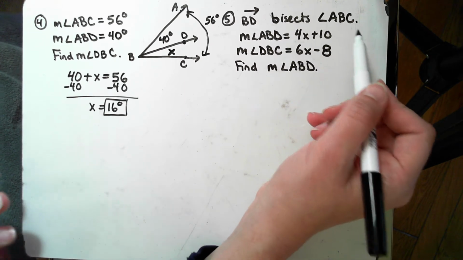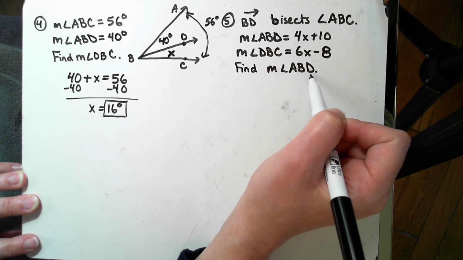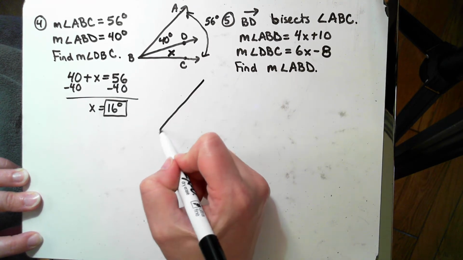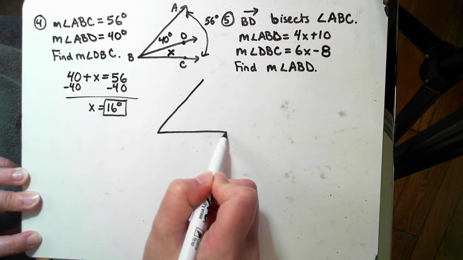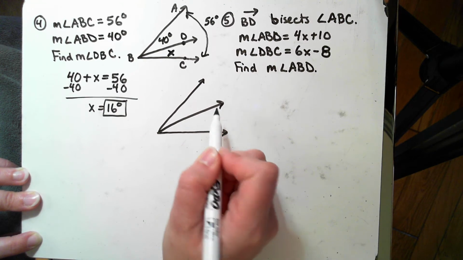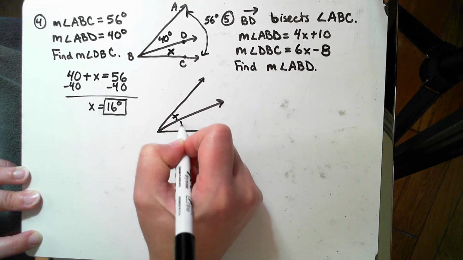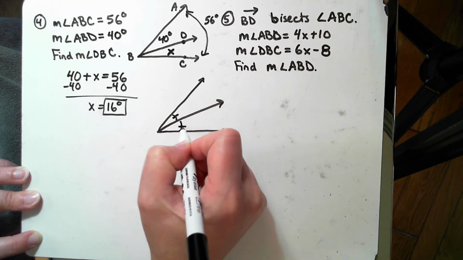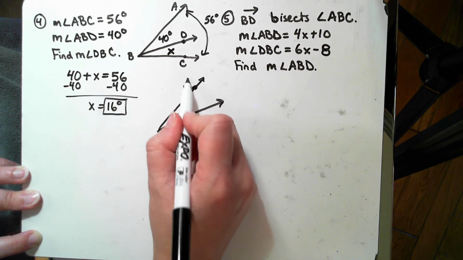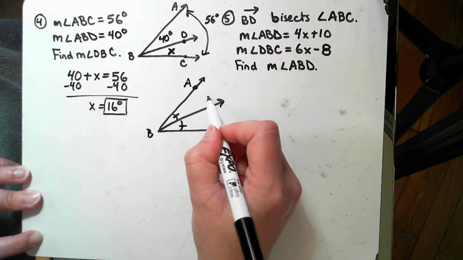Our final one, they give us this. BD bisects angle ABC. And they gave us some measurements and they want us to find ABD. The first thing I'm going to do is actually draw a diagram. Now, I have to also think about what that special word means. It says bisect. Bisect means that it's cut into two equal angles. So this angle here is equal to that angle right there. So let me put my letters on here. Here's A, B, C, and D is here.